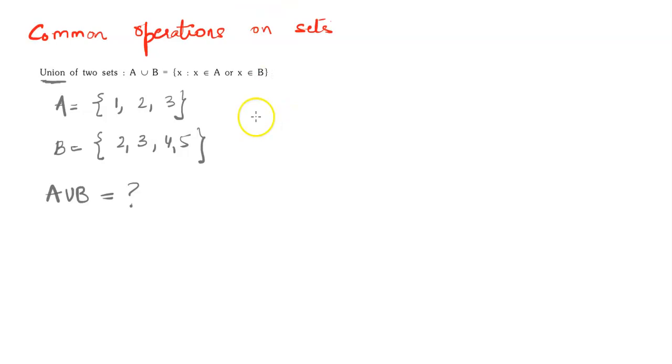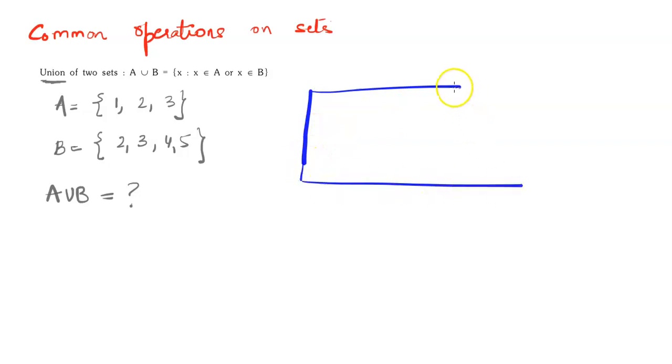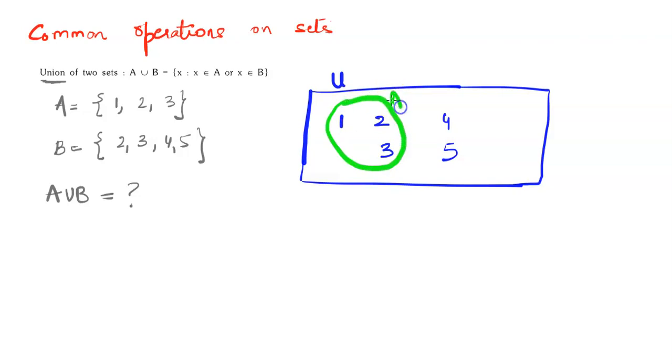So let's get back to our Venn diagram. We'll say there is a universal set U, which is made of 1, 2, 3, 4, 5. There is set A, and there is set B.